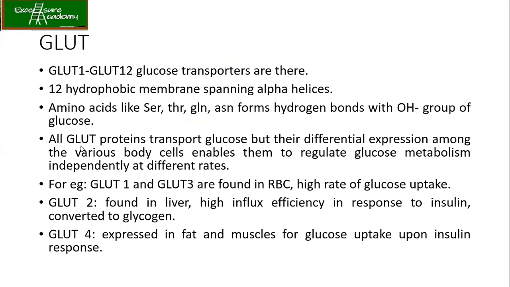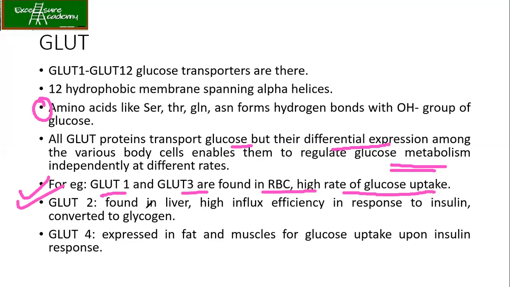Now, all GLUT proteins transport glucose. All these 12 glucose transporters are going to transport glucose, but they have different expression. What does it mean? Your epithelial cells, liver, brain, and muscles all have different expression of these transporters, working at different rates in glucose metabolism. For example, GLUT1 and 3 are found in RBC, which has a high rate of glucose uptake. These are the things you have to remember, as I mentioned before, the amino acid names and the list.